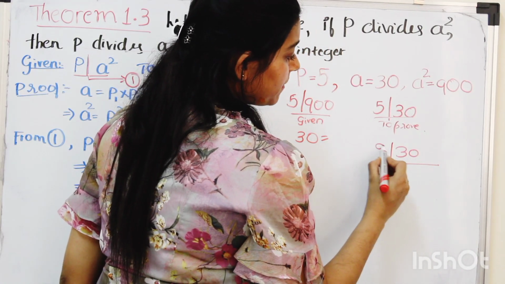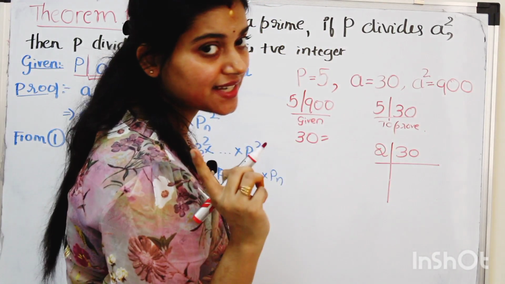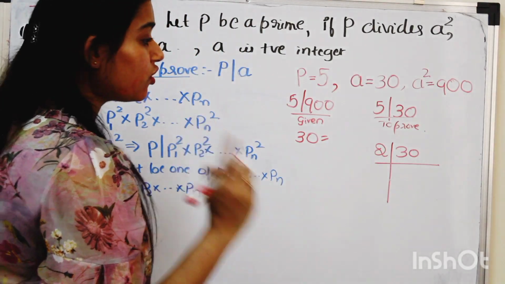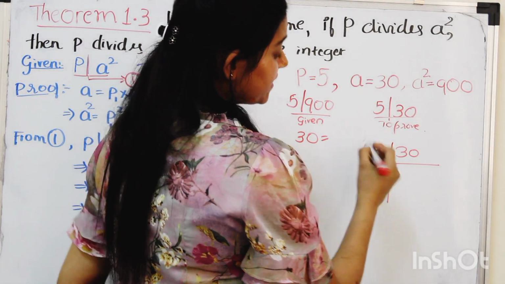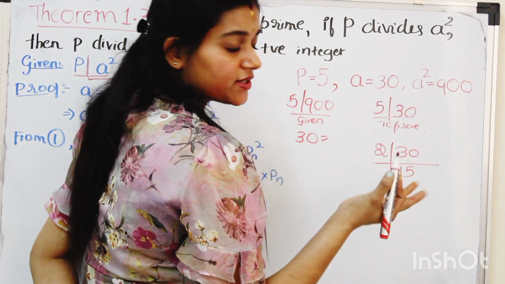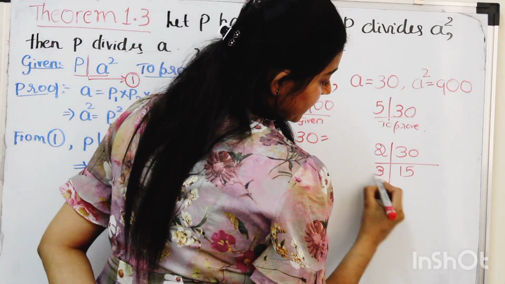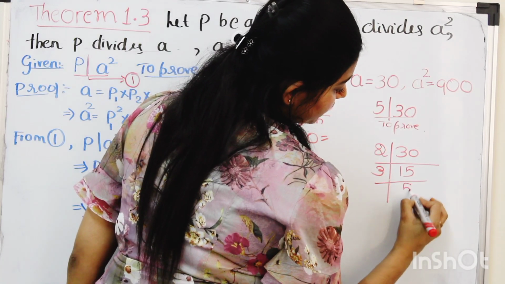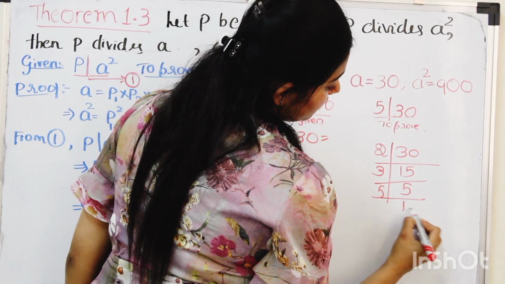So what is the prime factorization of 30? 30 is divisible by 2. We have to set it in standard form, that is in ascending order. First you should take the least number, 2. 2 ones are 2, 2 15s are 30. Then 15 is not divisible by 2, so take 3. 3 5s are 15. Then 5 is divisible by 5. 5 ones are 5.